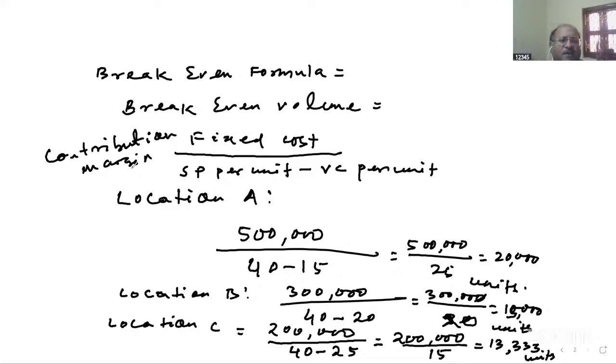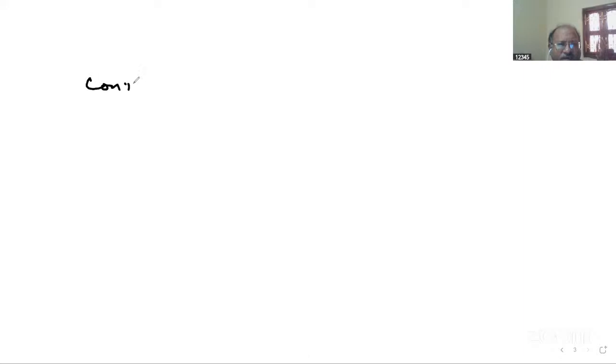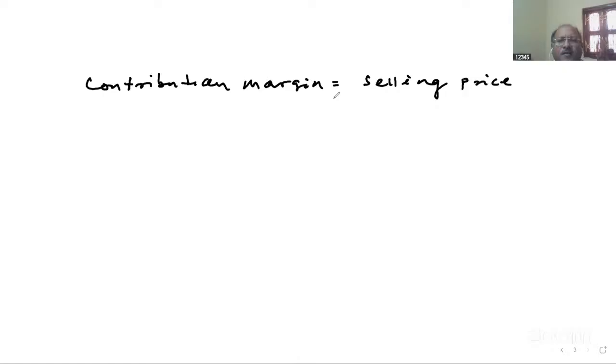What do you mean by contribution margin? How can you compute it? Contribution margin is equal to selling price per unit minus variable cost per unit.